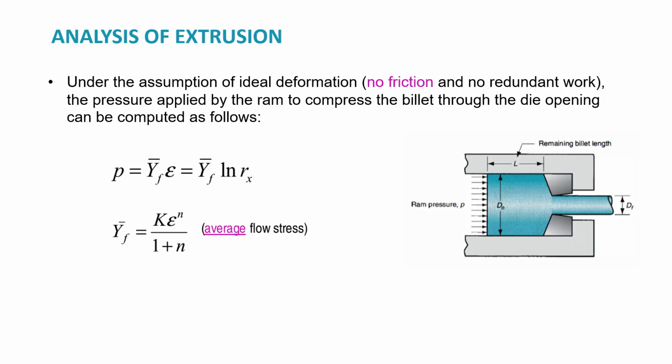Now, under the assumptions of the ideal deformation, that no friction and no redundant work, the pressure applied by the ram to compress the pellet through the die opening can be computed by the following equation. P is equal to the average flow stress multiplied by the true strain, or the average flow stress multiplied by the ln of the Rx. Now, Rx is given. We just need to find the value of the average flow stress. And this can be found from the same equation we used in rolling. So Y prime f is equal to K multiplied by the strain up to power n, divided by 1 plus n.